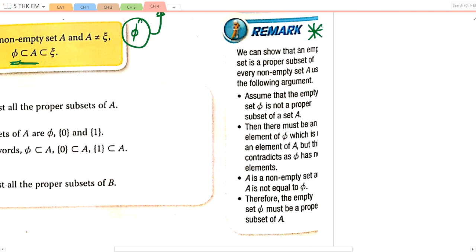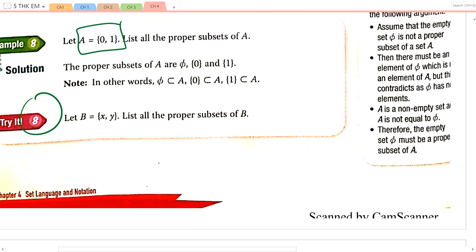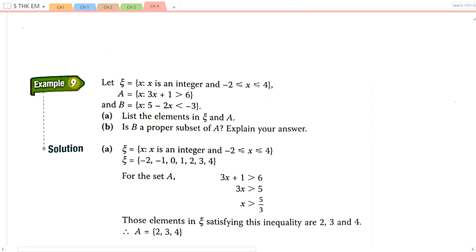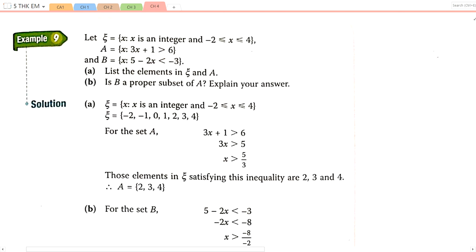Please read this remark by yourself. I'll come back and I'll explain it to you. Last, example 9. So we've got the universal set: x is an integer, x is between -2 and 4. We've got a set A that satisfies the inequality 3x plus 1 is greater than 6, and one more set B with the inequality 5 minus 2x is less than or equal to -3.